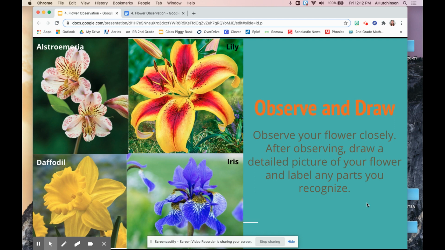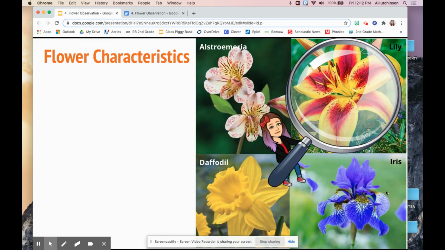All right, scientists, if you're back, you have taken the time to observe your flower, draw a nice diagram, picture of your flower on your worksheet, and labeling any parts that you recognize. Here's what we're going to do next. We're going to look specifically at some flower characteristics. You're going to focus on the following characteristics of your flower.